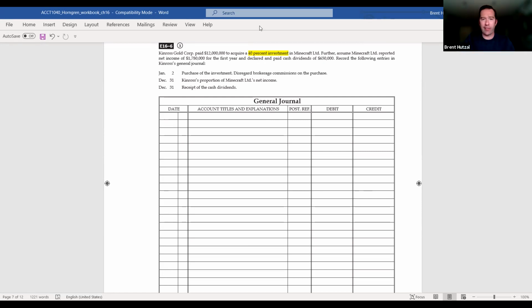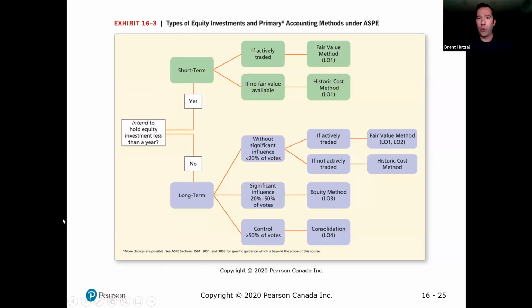When we go back to the slides from chapter 16, you'll recall this handy flow chart. And we know that it's called significant influence when a company makes an investment in another company and it provides 20 to 50% of the vote. So when we have the situation of significant influence, we are going to use the equity method.